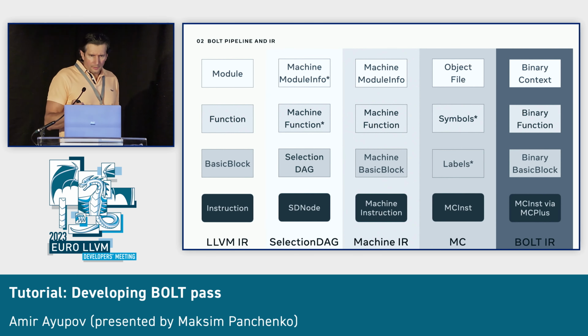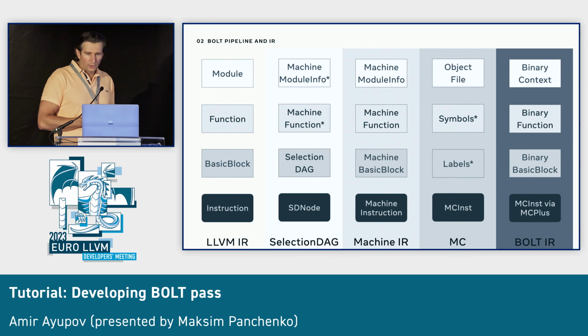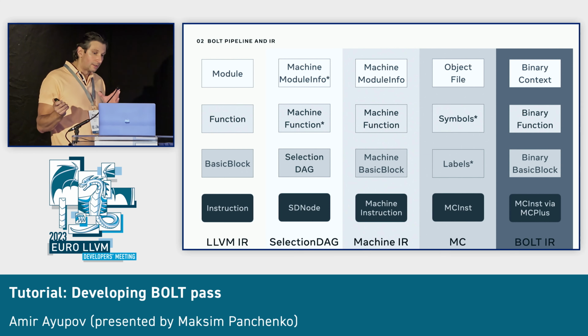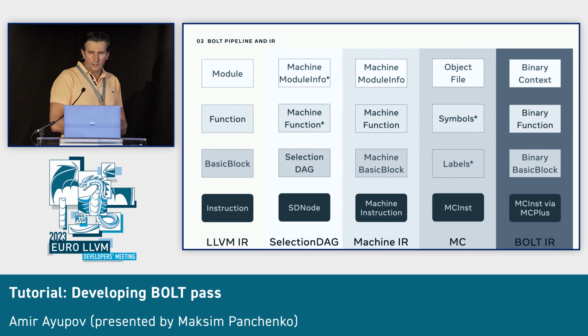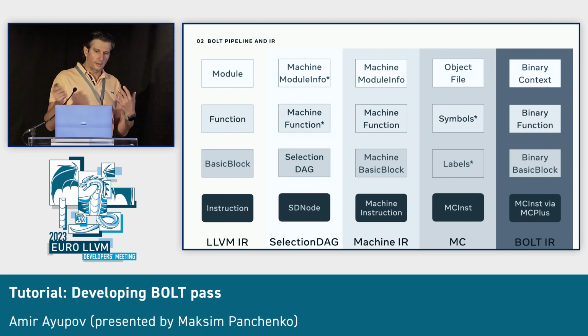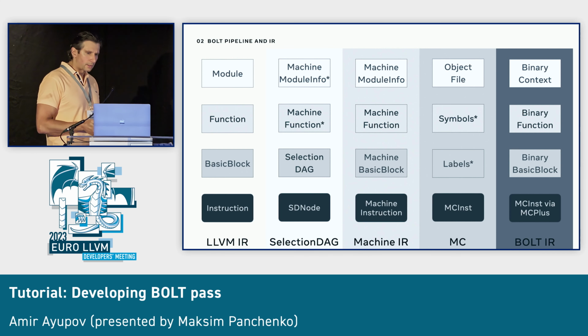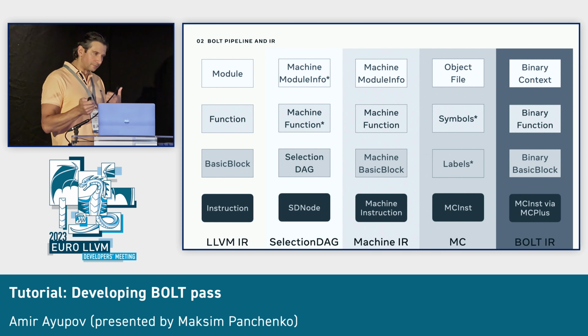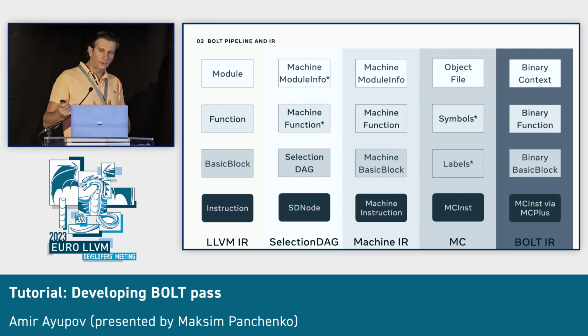And here we have a slide which compares different representations in LLVM. So BOLT IR is something new, I would say, although it's not used, let's say, by Clang, at least not yet. I think in the future it might be possible to actually emit BOLT IR just to make some of the passes easier and to convey more information through the compiler.